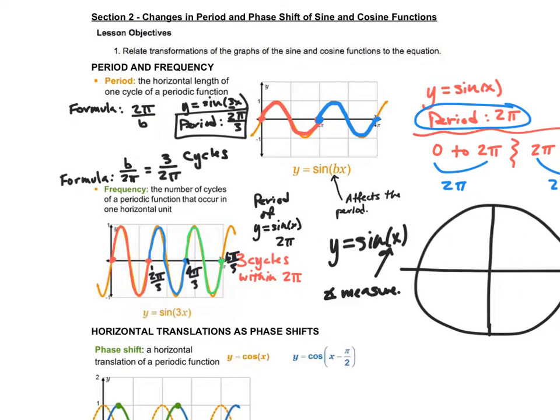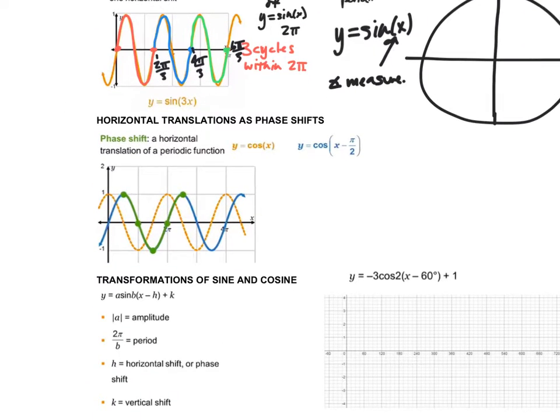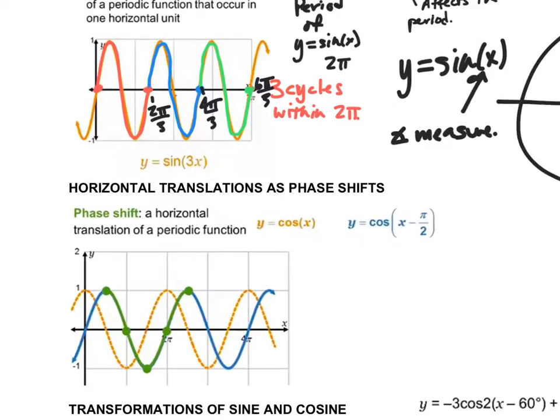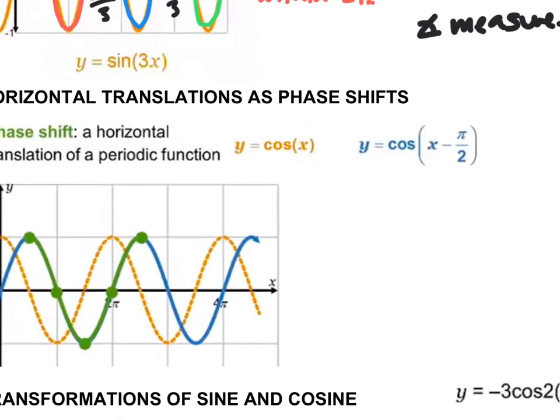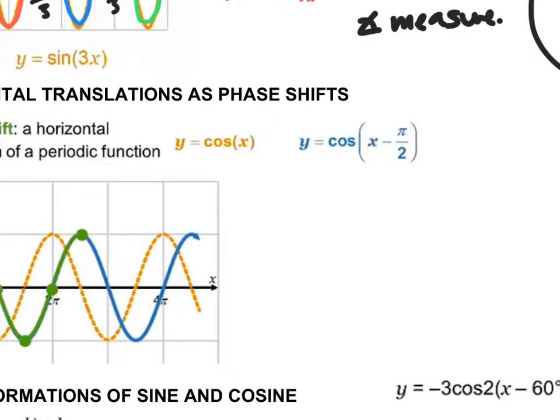And that's what's happening when we are affecting the input, when we are affecting the x value and multiplying it by a number. All right, now let's talk about horizontal translation and phase shifts. A phase shift is a fancy word for a horizontal translation of a periodic function.